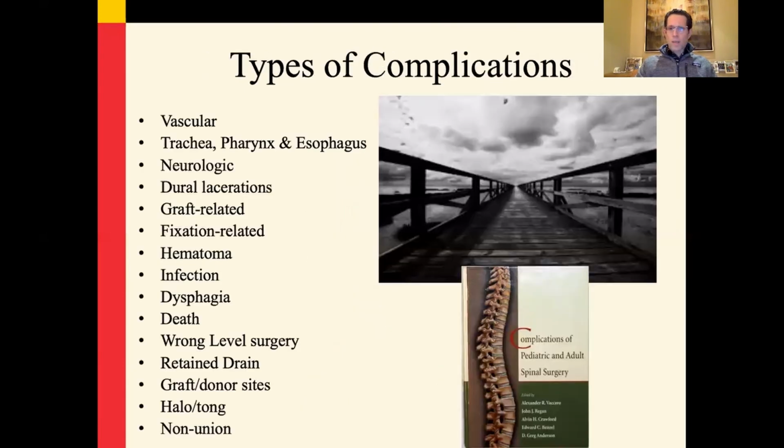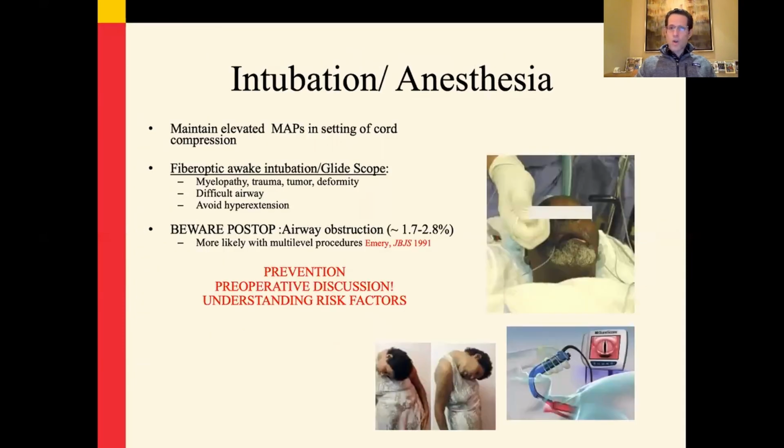There's a plethora of types of complications beyond the scope of this discussion today, but what we're going to talk about is the most common complications that I believe we all will see on a day-to-day basis. It all starts with intubation and anesthesia. Maintaining an elevated mean arterial blood pressure in the setting of myelopathy and severe cord compression, or in a deformity, trauma, tumor reconstruction, is paramount to their spinal cord health.